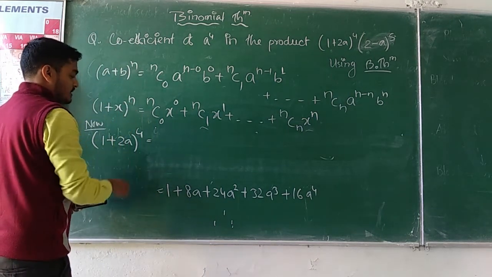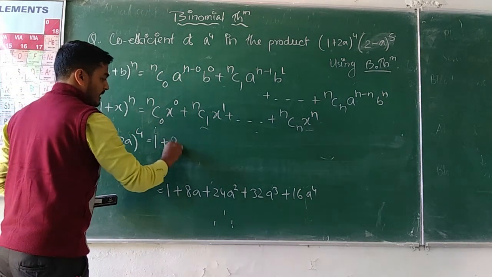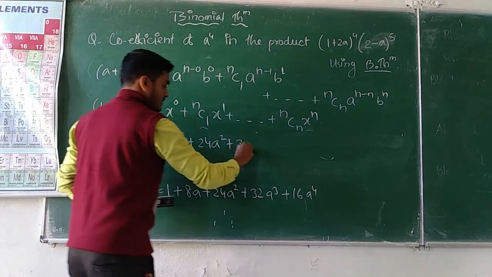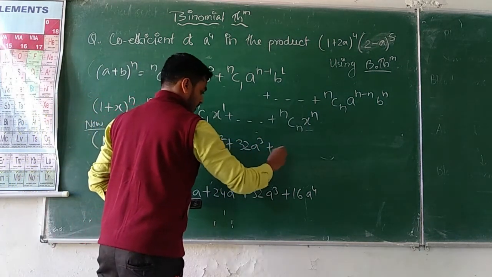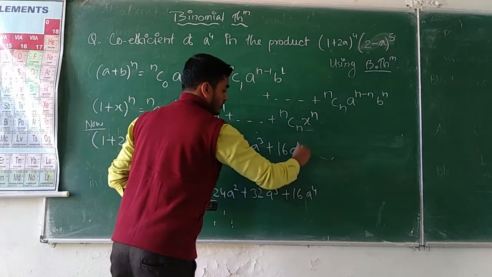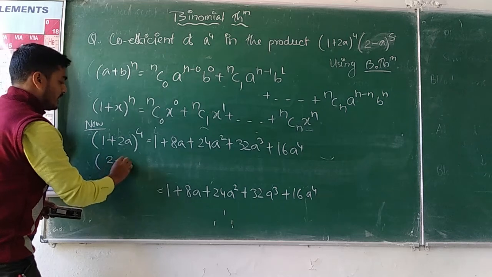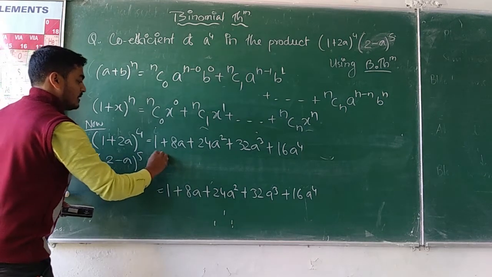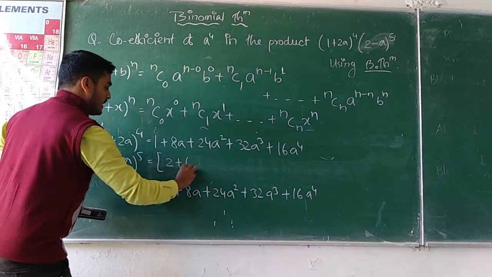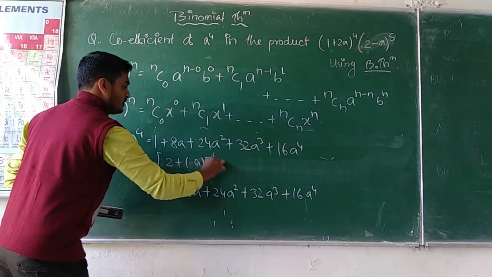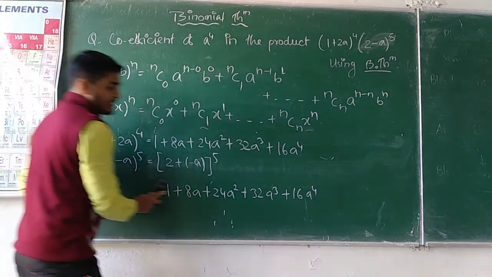That means we have got an expansion for 1 plus twice a whole power 4, which is equal to 1 plus 8a plus 24a square plus 32a cube plus 16a to the power 4. In this way we can find the value of 2 minus a whole to the power 5, which is equal to what? Let's write the form 2 plus minus a whole to the power 5. So try to expand it.